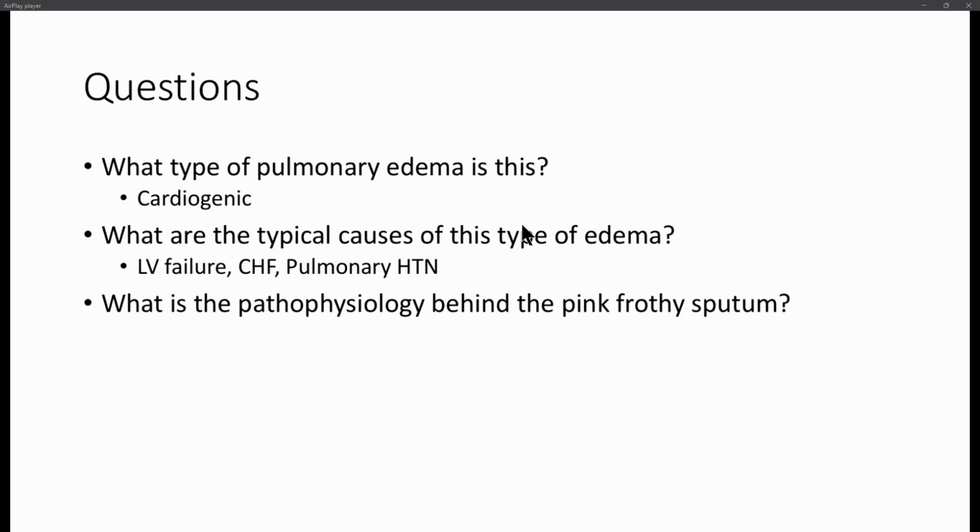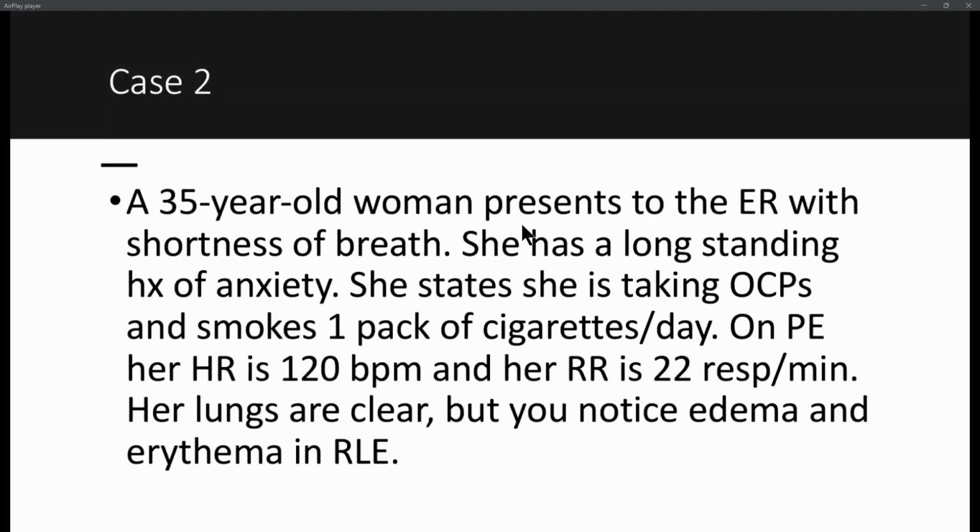Why do they get pink, frothy sputum? Why is it pink? Blood. Okay, all that increased hydrostatic pressure bursts those very tiny, small capillaries. They bleed into the lungs, and you cough them out, and it mixes with the sputum. So pink, frothy sputum. Okay, capillary hemorrhage.